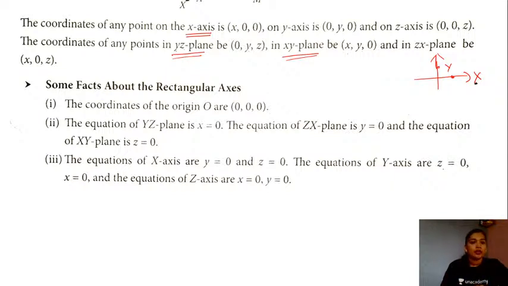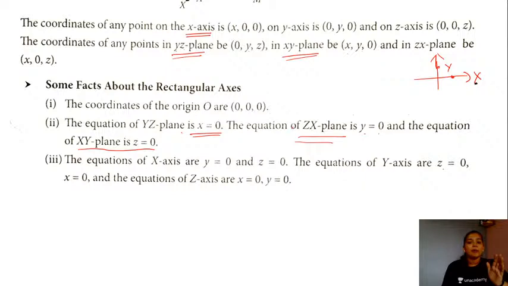Now let's discuss the equations of the planes. Look at point number 2, students. The equation of the yz plane will be x = 0. The equation of the zx plane will be y = 0, and the equation of the xy plane will be z = 0. This is going to be quite easy for you all to remember. As you are talking about the points in the yz plane, it is (0, y, z). So which coordinate is 0 here? x is equal to 0.